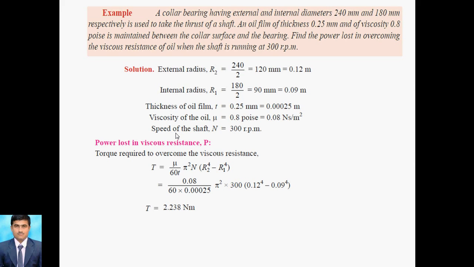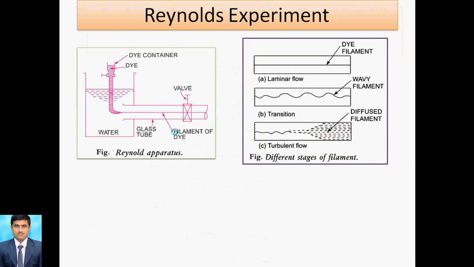After that we calculate the torque over here. That is the power lost in viscous resistance. Then we know the relation P is equal to 2 pi N T by 60. So put the value of 2 pi as it is, N we can take directly, and T is the torque already calculated, that is 2.238, divided by 60. After that calculation we get the power, that is 70.31 watt.